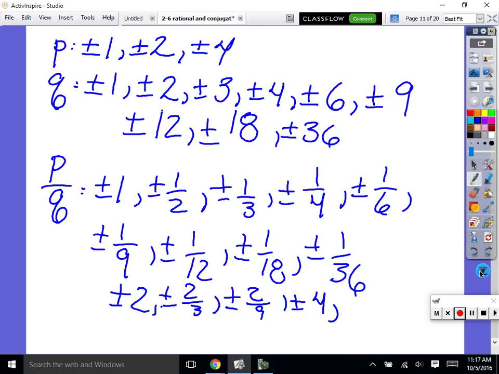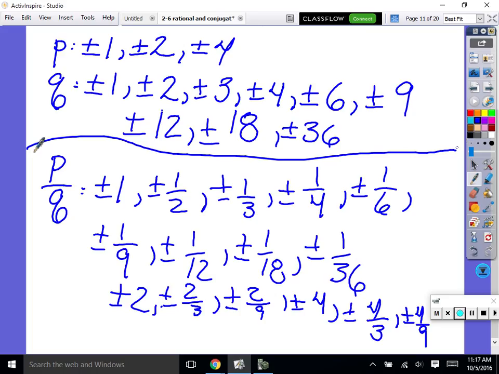And then we have 4/2 is 2. We've already listed it. 4/3. And then we would do 4/6, 4/9. We need that one, right? There is going to be one, but probably not this one. Then 4/12, 4/18, and 4/36 we've already listed. Okay, these are the possible rational roots.